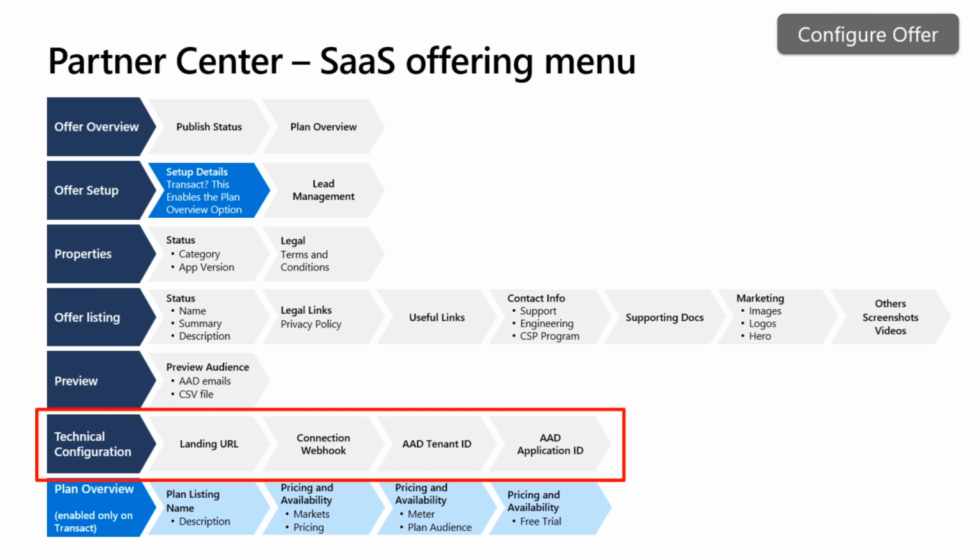Now, there is a section over there that is very important for you as a partner. It's the section regarding that landing URL that I mentioned before, where the customers are going to be reaching out and buying your offer. There is also a mention of a connection webhook, and I'm going to go into detail on that, and an Active Directory tenant and an Active Directory application.